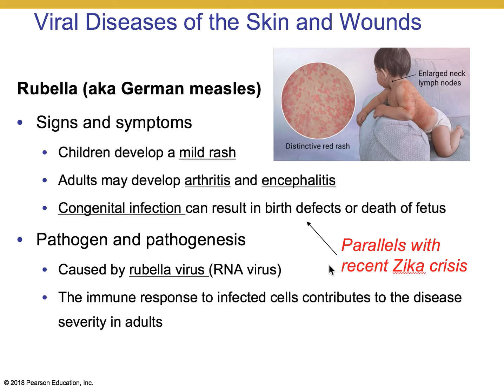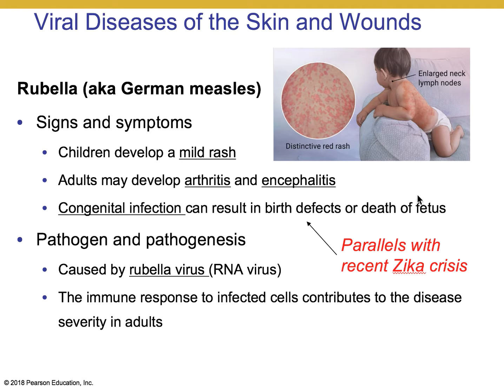Okay, there's a couple more viruses we want to consider, both of which are associated with extensive skin rashes. The first of these is rubella, also sometimes known as German measles. In children, this is typically manifested as a distinctive but kind of a mild rash, generally not too serious. But like the chickenpox, if adults develop it, more serious complications such as arthritis and encephalitis can occur.